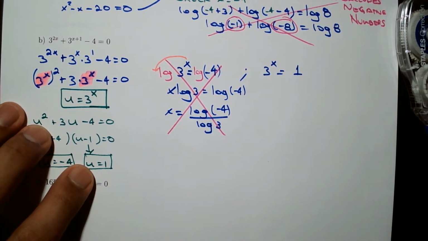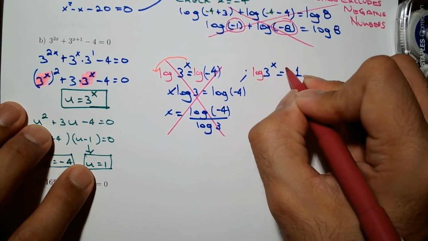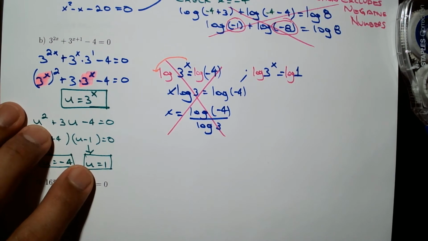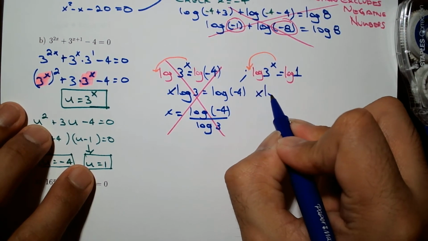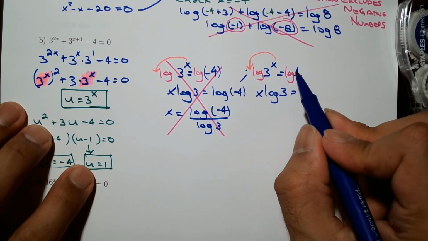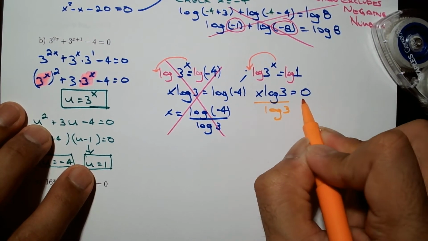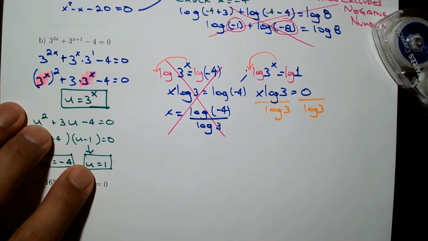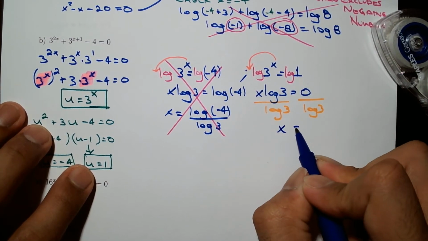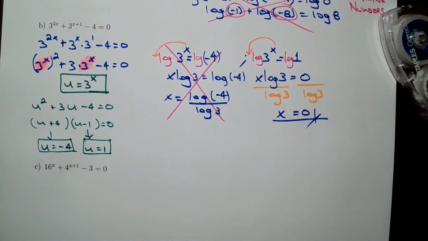Now we're going to take this equation right here, and we're going to do the following. Let's see. So I'm going to take log and log. We are going to have x log of 3 equals log of 1, which by the way is 0. Recall that log of 1, regardless of the base, is 0. And then divide both sides by log of 3 to get x equals 0, since 0 divided by any number is 0, which is the only solution to this equation.